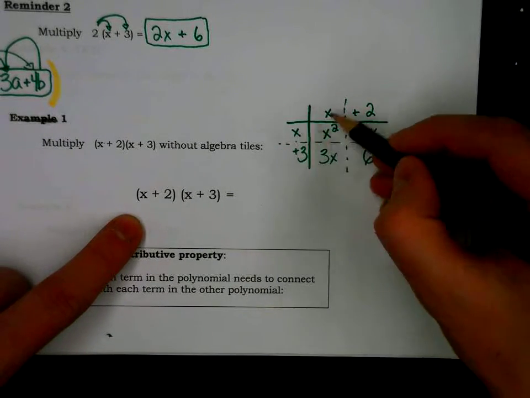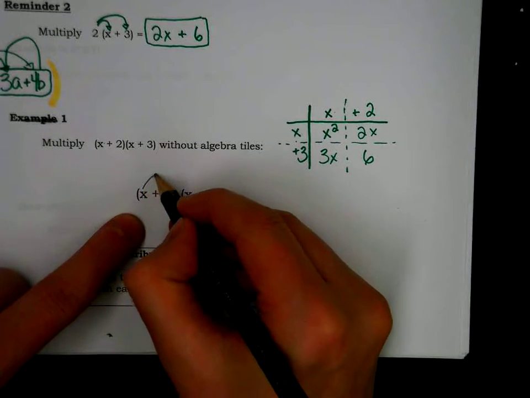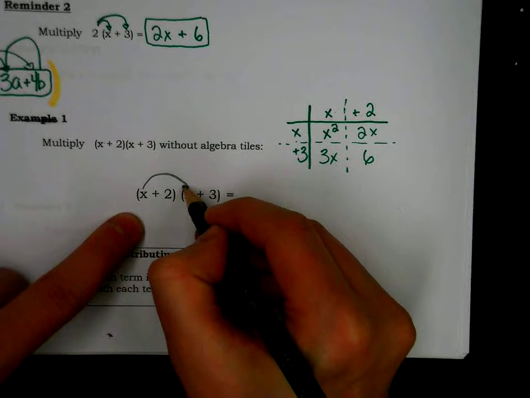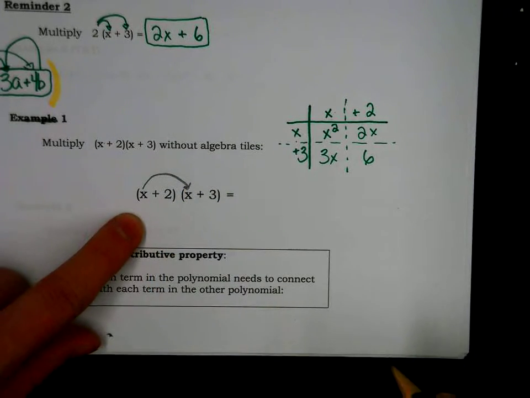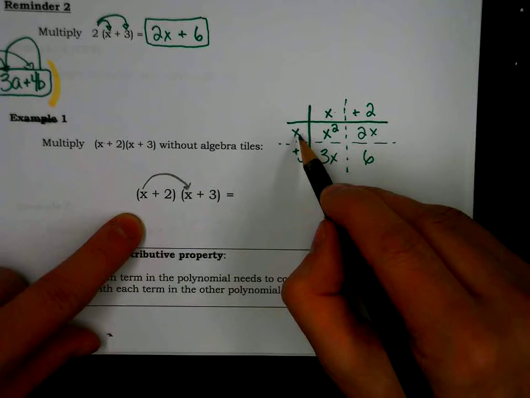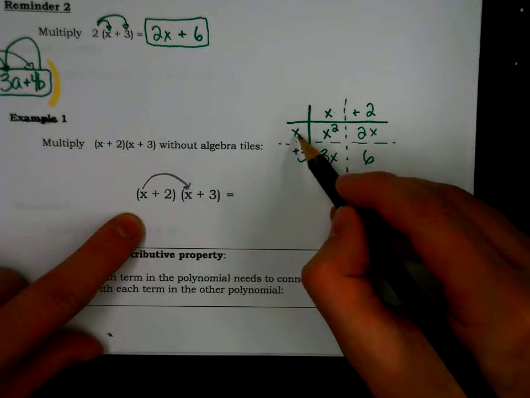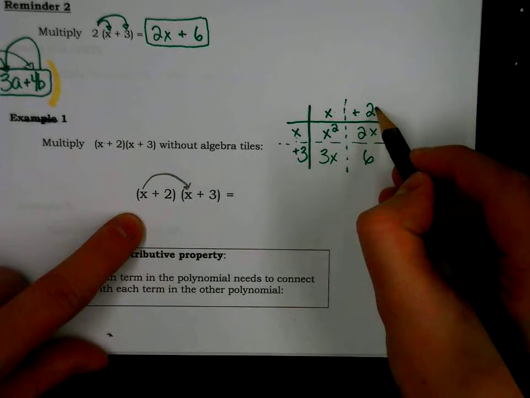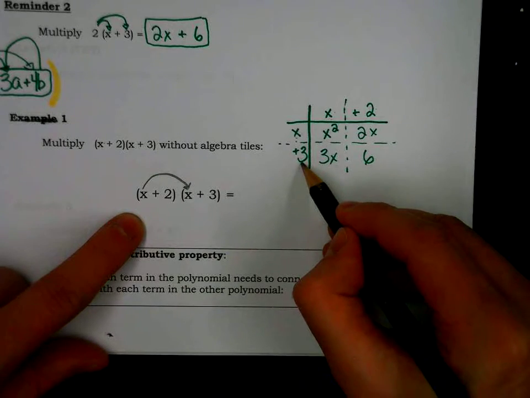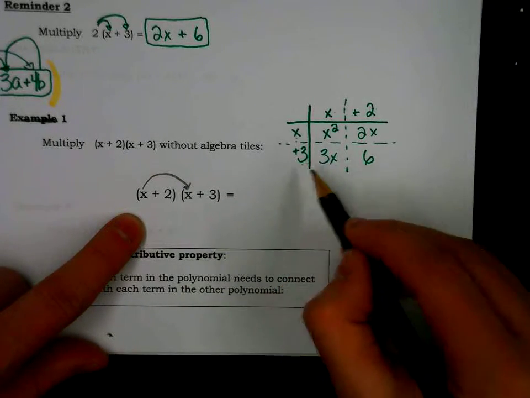If I were to say the x and the x connect, I'm going to now draw an arrow going from the x to the x and say that should be a product. We're also connecting an x times a 2, an x times a 3, and a 3 times a 2. Every one of these is going to be arrows.